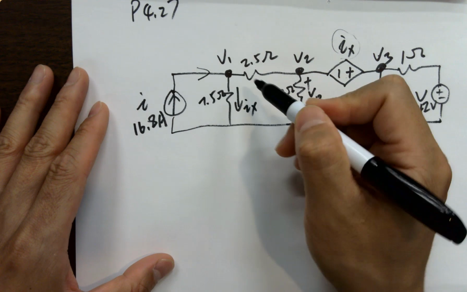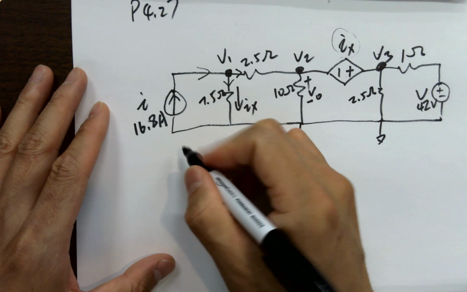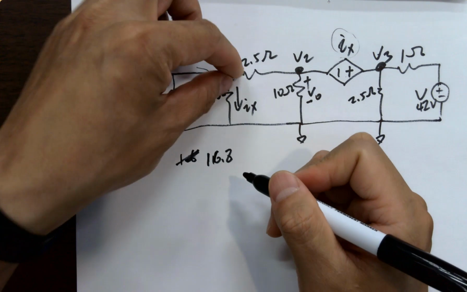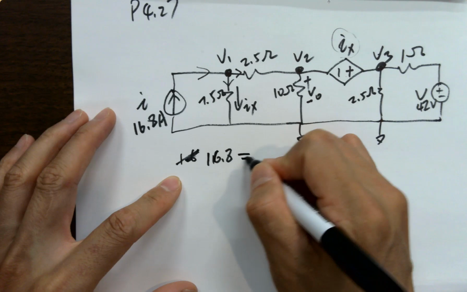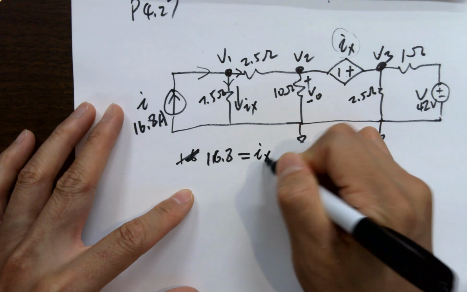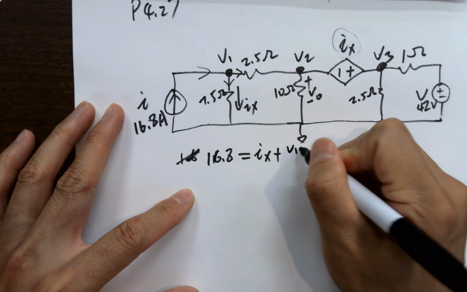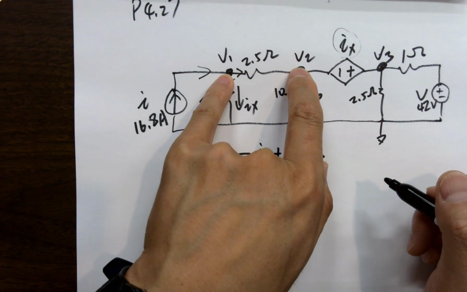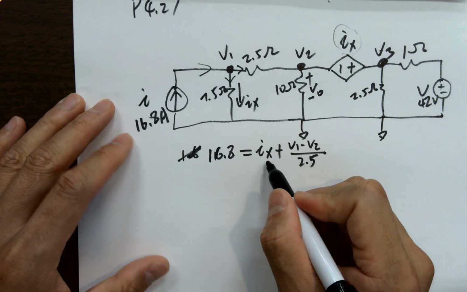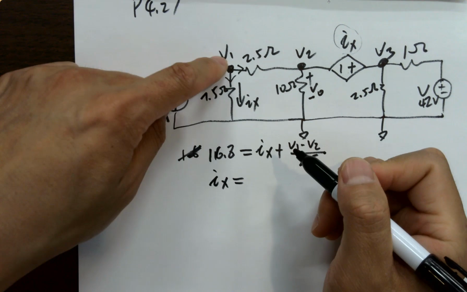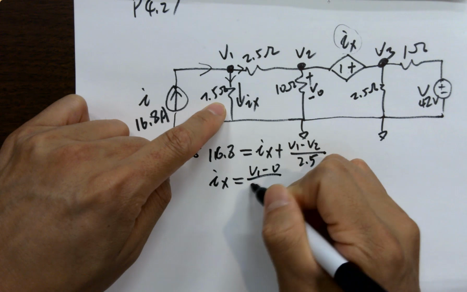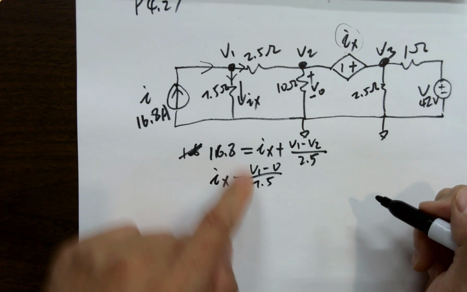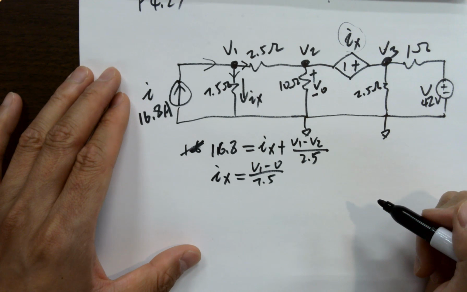So we got a current, 16.8 amps going in and 2 going out. That equals what? Ix plus this current, V1 minus V2 over 2.5, which is the current from here to here, right? Before you forget, what is Ix? V1 minus 0 over 7.5. Since you introduced the new variable, you want to include this one here, so you can solve for it at the end.